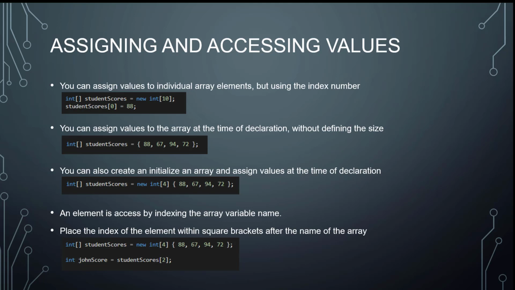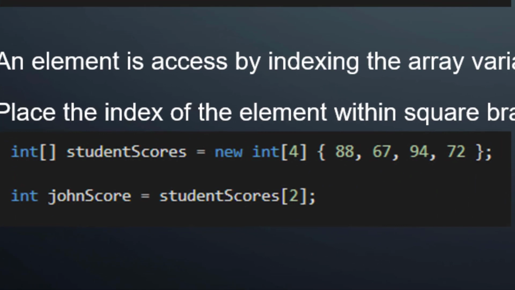Now, an element is accessed by indexing the array variable name. So all you do is place the index of the element within the square brackets after the name of the array. For instance, here at the very bottom of your screen, you can see that we've declared an array of type integer called student scores. It has 4 elements. We've reserved the memory for that by using new integer open bracket 4 close bracket. And then we've initialized it with 4 values, 88, 67, 94, and 72.